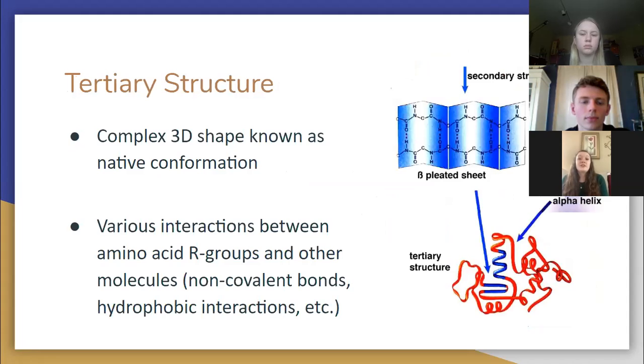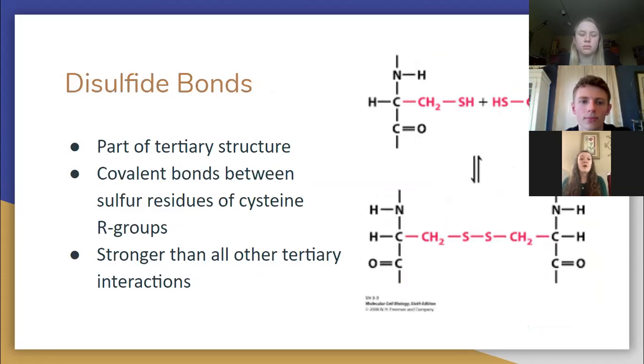The third structure is called the tertiary structure, and it is known as native conformation. It is a 3D shape that has various interactions between amino acids, R groups, and other molecules. All of these bonds are non-covalent and they are hydrophobic interactions. Disulfide bonds are part of this third structure. They are covalent bonds between sulfur residues of cysteine R groups, and they are very strong. These disulfide bonds are where the reducing agent breaks apart the bonds in our experiment.